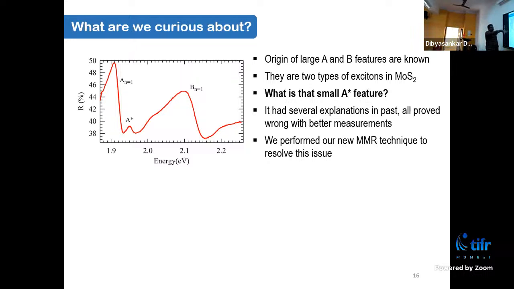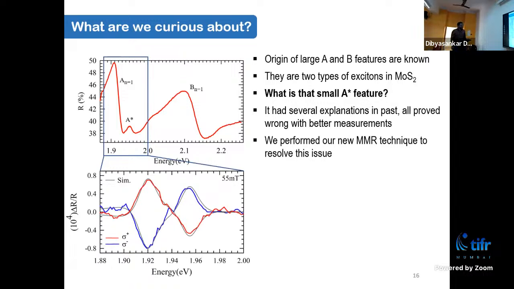So we applied this magneto-modulated reflection spectroscopy, whatever we call it. We have applied this technique on this material and tried to answer whether we can contribute something to this debate: what is this feature coming from? We have done this MMR spectroscopy around this part only, covering only A and A star. Forget about blue, just concentrate on red.